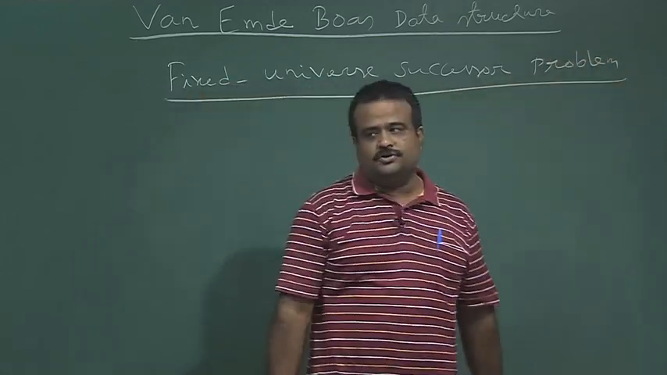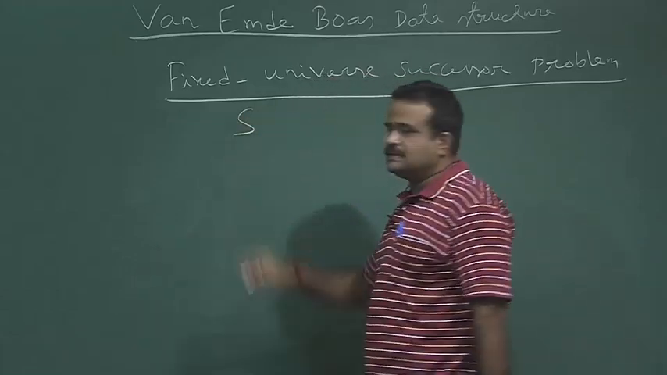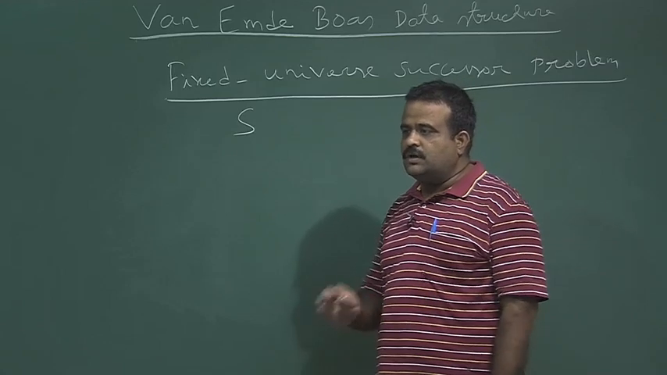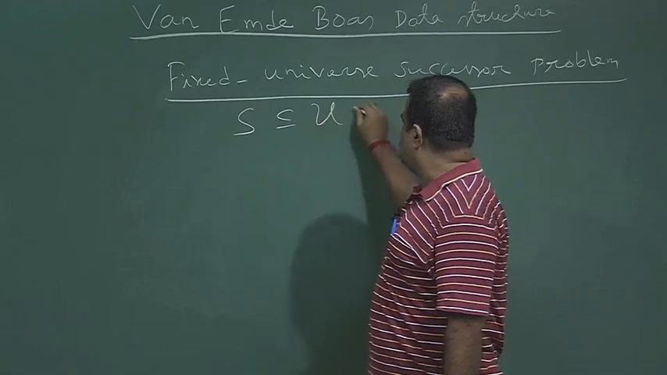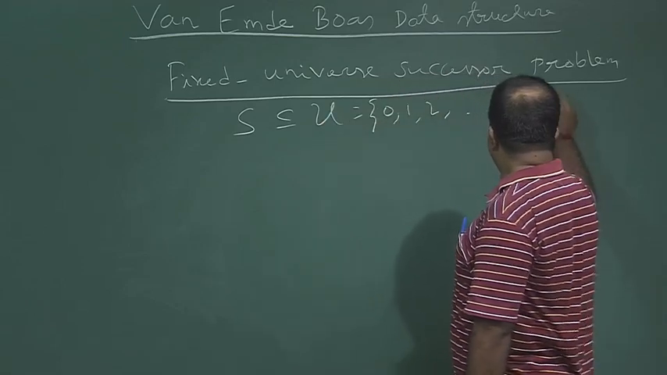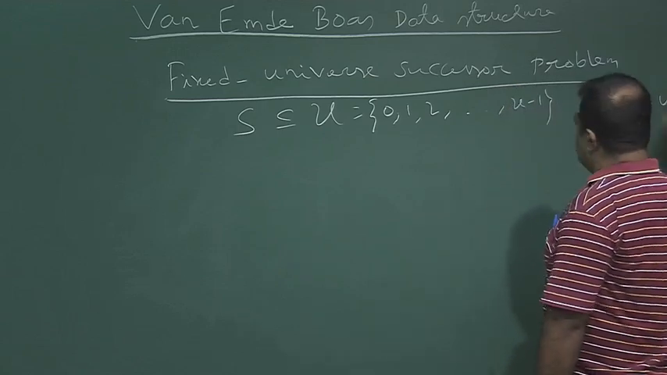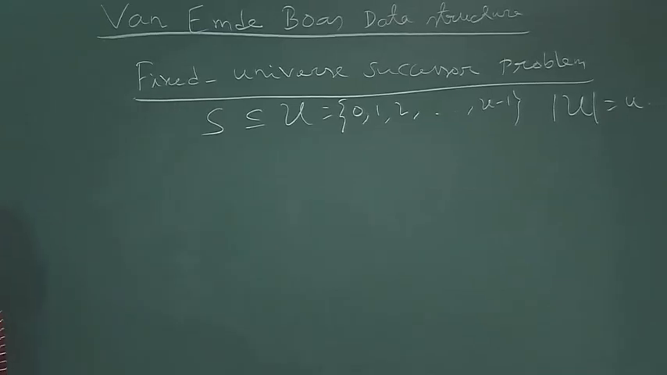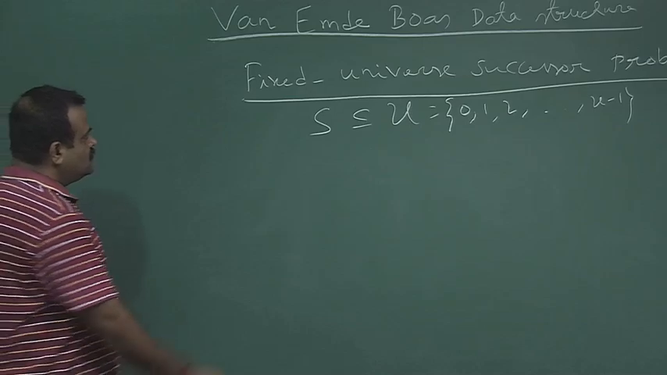Basically, we need to maintain a dynamic set S, and the elements of S are coming from a universe which is fixed. We know the universe. So S is a subset of the universe. The universe is typically 0 to u minus 1, so the size of the universe is small u. The elements are from 0 to u minus 1, and this set is dynamic.